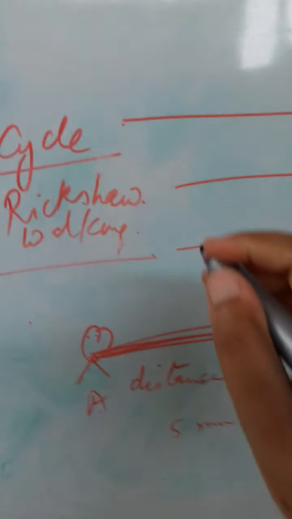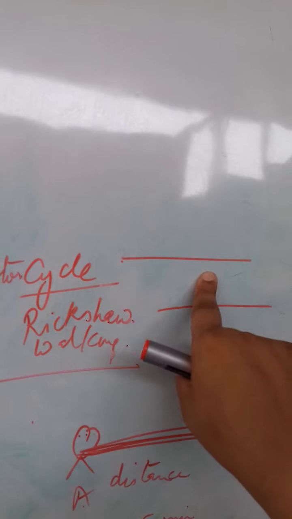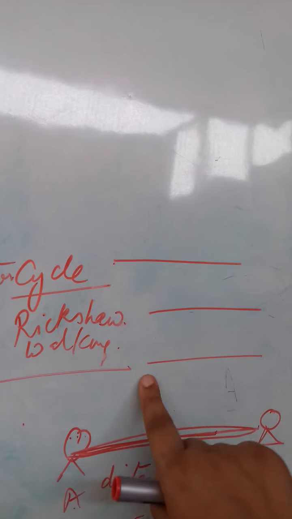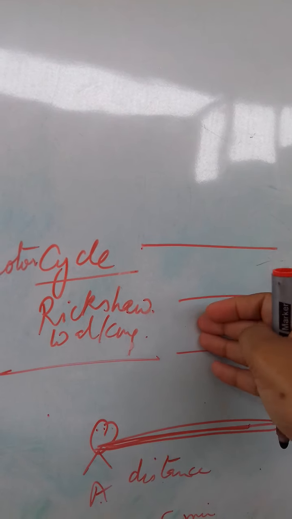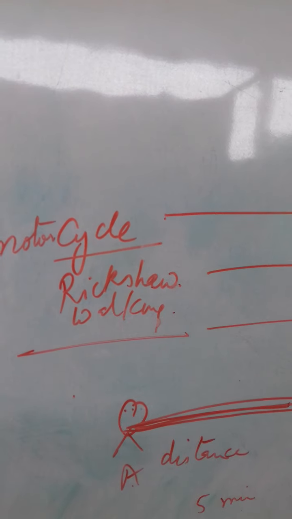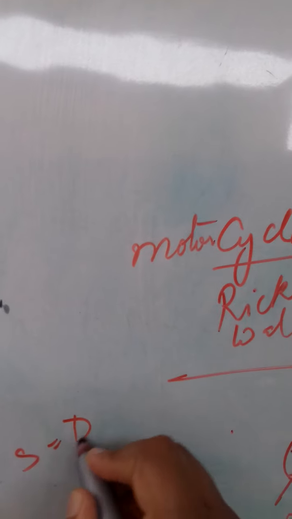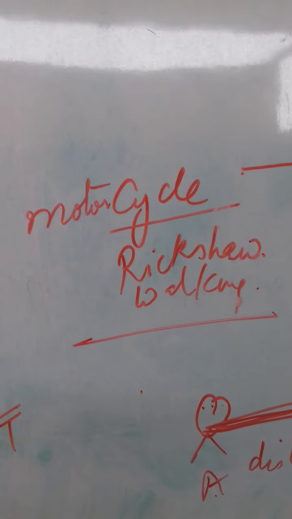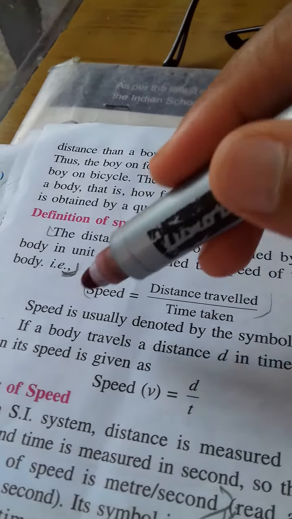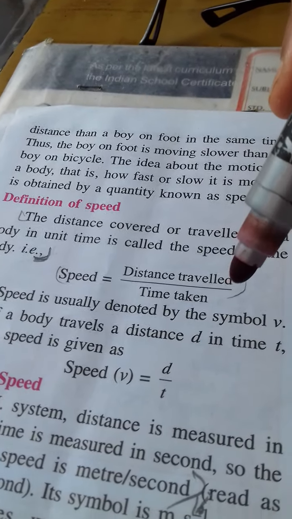For example, in 5 minutes this covers 500 meters, this covers 200 meters, and this covers only 100 meters. So in 5 minutes only their distances are different. So this is how the speed formula comes: distance upon unit time. So we can say that the distance covered or traveled by a body in unit time is called the speed of the body, that is distance traveled upon time taken.